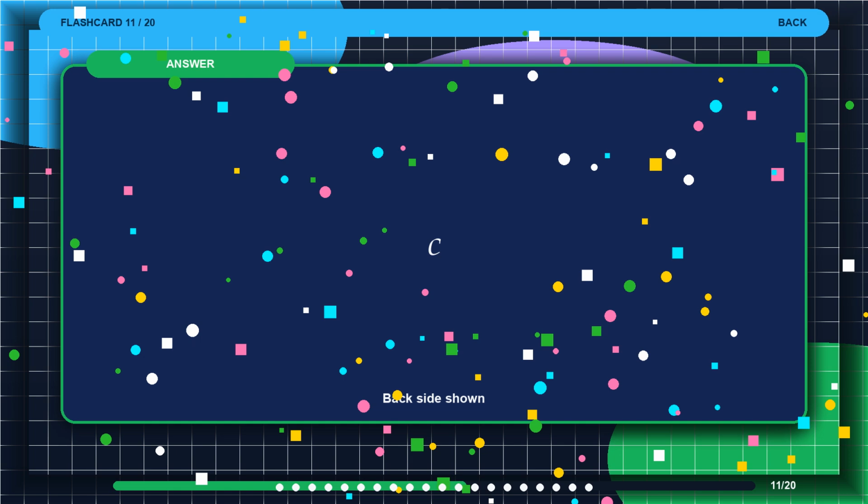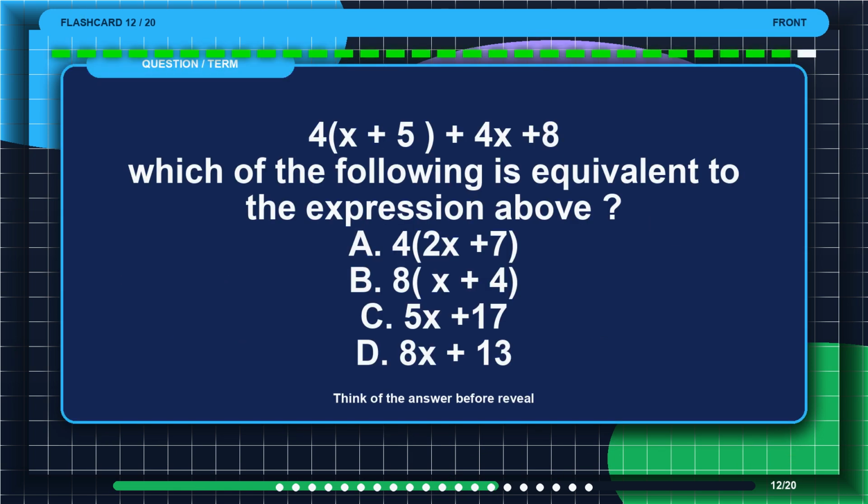The answer is C. Flashcard 12. 4x plus 5 plus 4x plus 8. Which of the following is equivalent to the expression above? A. 4(2x plus 7), B. 8x plus 4, C. 5x plus 17, D. 8x plus 13. Pause and think of the answer before the reveal.